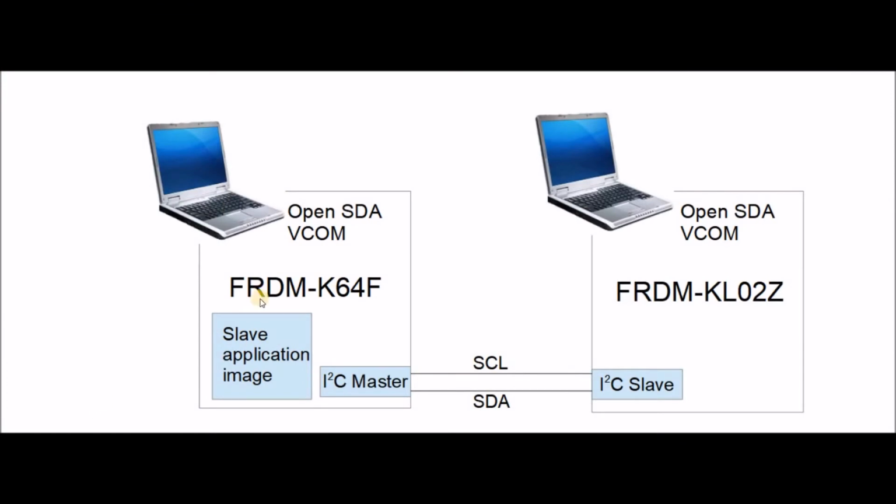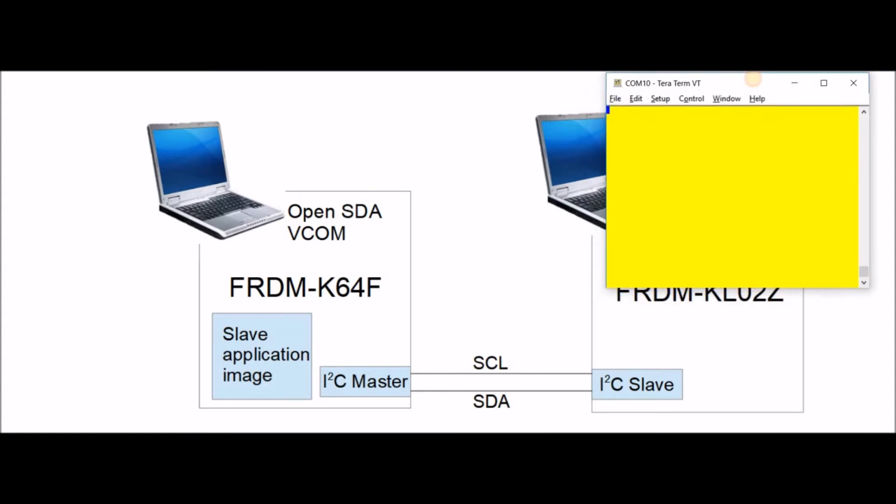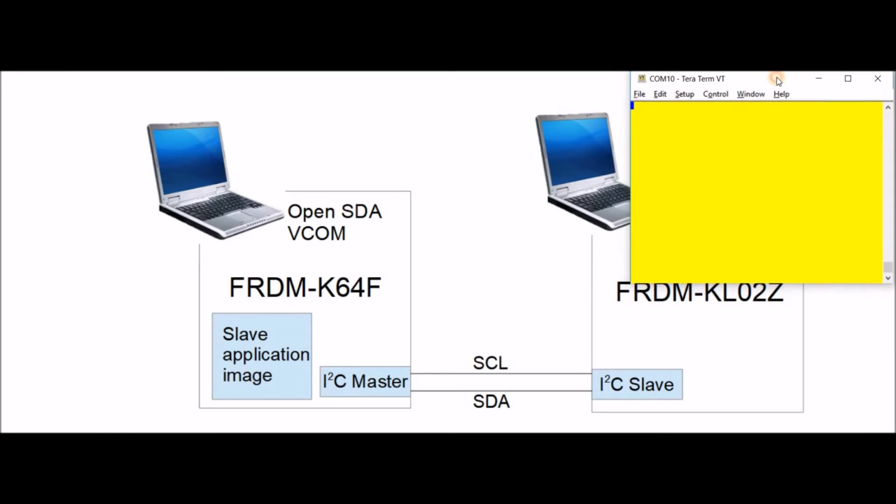This diagram represents the configuration where we see the Freedom K64 board acting as an I2C master and also having a local slave application image which we will then transfer to the slave device. Since both of the Freedom boards have an OpenSDA VCOM connection on the UARTs, we can now connect debug terminals to them. Here we see the debug terminal to the Freedom KL02 board, so when we make a reset to this board with the bootloader loaded, this is what we see. Notice that the flash is initially empty.